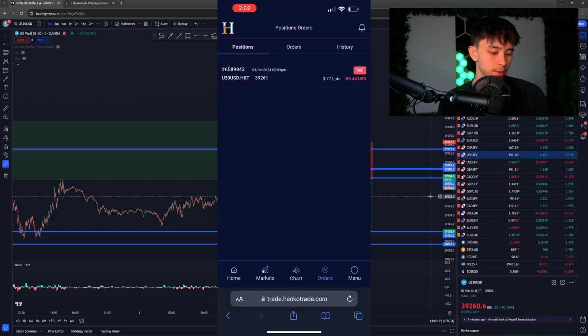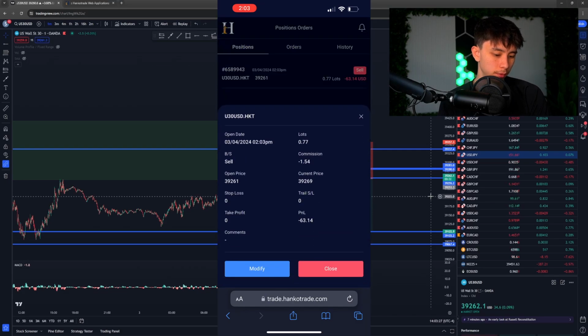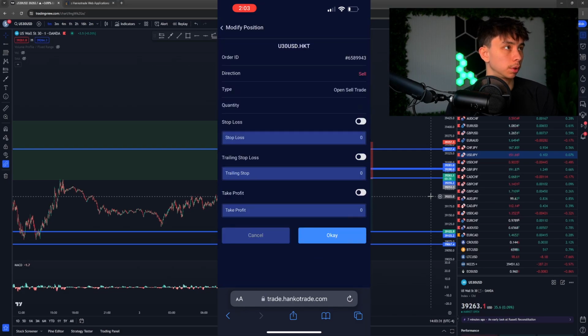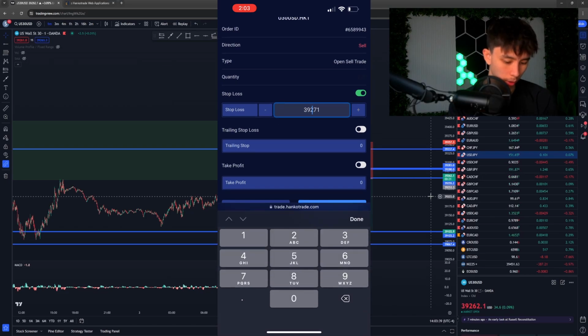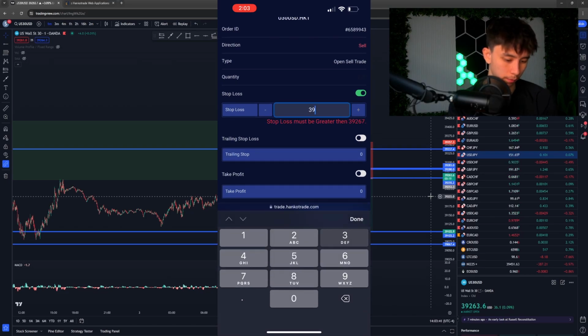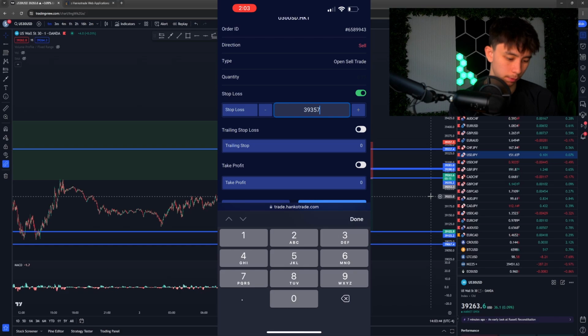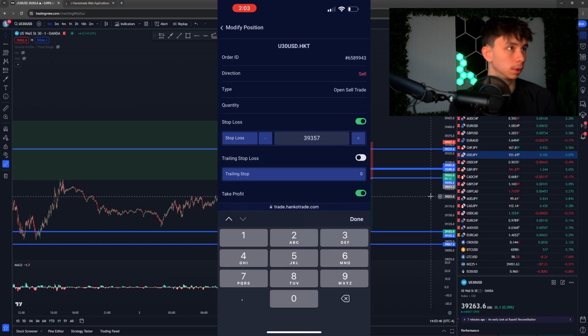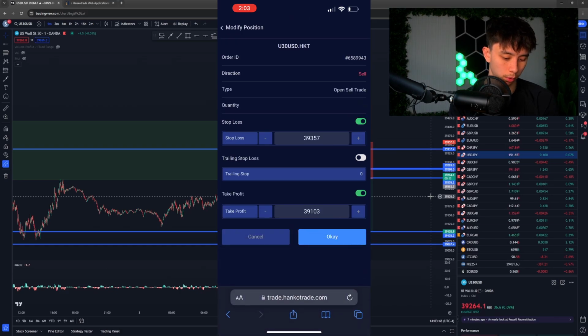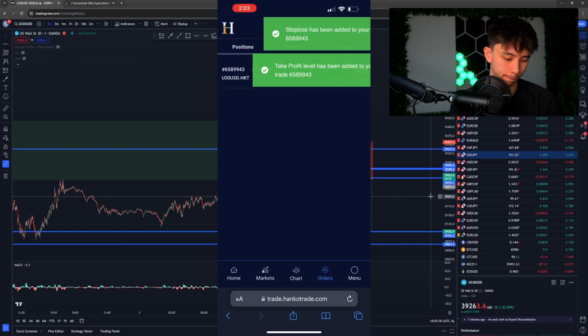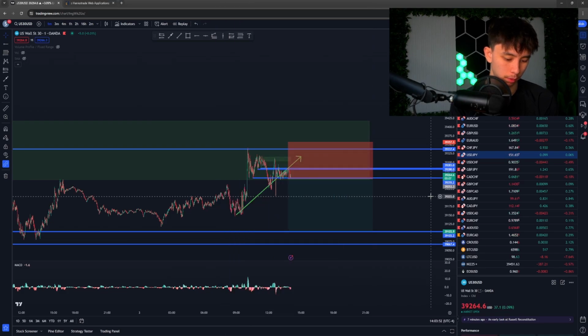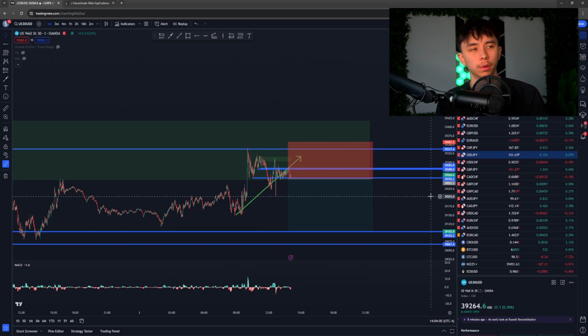We're going to go ahead and set our stop loss. So let's see here. Stop loss, we're going to go 39,357. Perfect. And then our take profit, we are going to do 39,103. Perfect. Then we just click OK. And we have our stop loss added and our take profit added. And now I'm just going to chill and wait for that to play out.